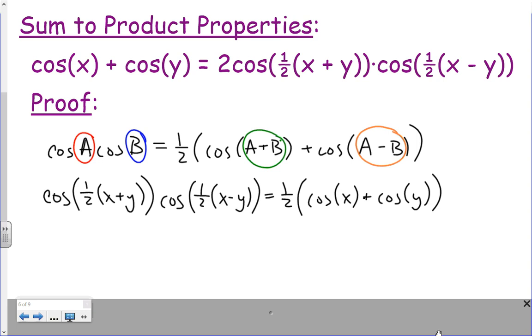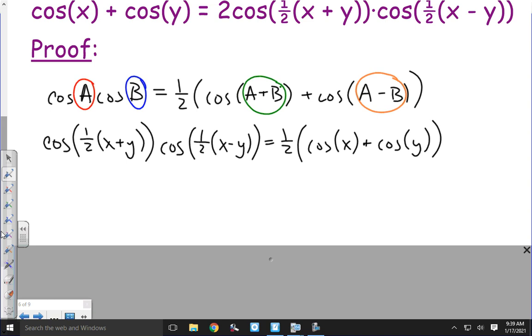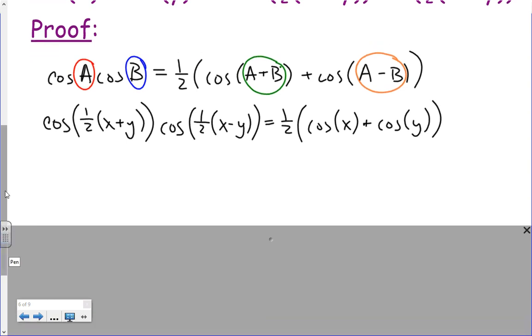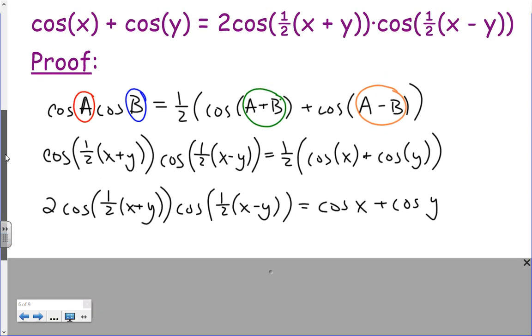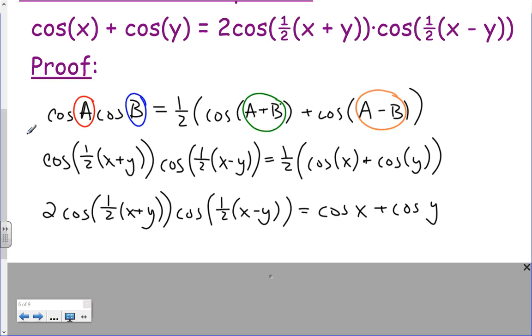So there's our substitution. That's not quite the property that I have up above yet, so let's get rid of the 1/2 that I see over here on the right-hand side, multiply both sides by 2. I'll leave it in the same order, but let's move the 2 over here. So I've got 2 times the cosine of 1/2 of (x plus y) times the cosine of 1/2 of (x minus y), and that's equal to the cosine of x plus the cosine of y. If you want to switch the sides with those 2, you'll see that you end up with this property that we have right up above there. Very nice. So there is our sum to product property.